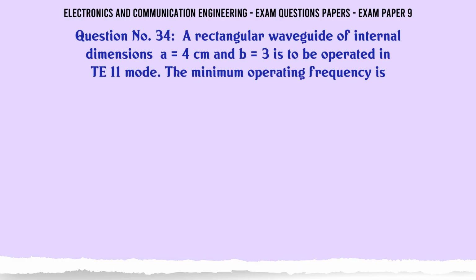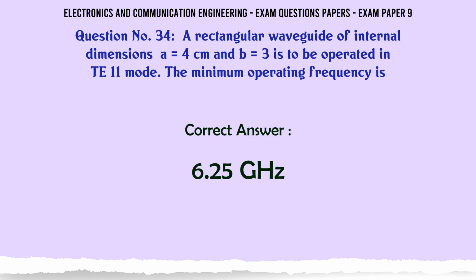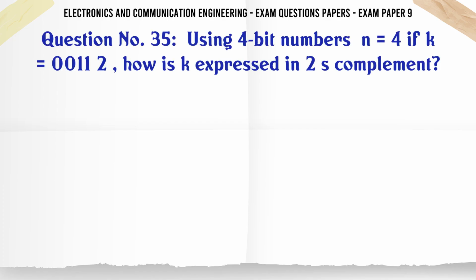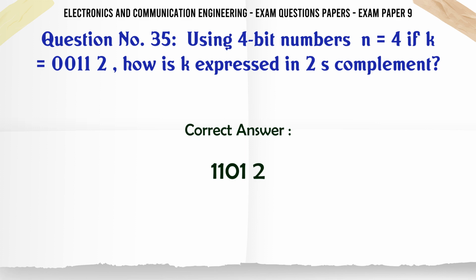A rectangular waveguide of internal dimensions a = 4 cm and b = 3 cm is to be operated in TE11 mode. The minimum operating frequency is A: 6.25 GHz, B: 6.0 GHz, C: 5.0 GHz, D: 3.75 GHz. The correct answer is 6.25 GHz. Using 4-bit numbers, if K = 0001 (binary), how is K expressed in 2's complement? A: 1011, B: 1110, C: 1110, D: 0101. The correct answer is 1111.